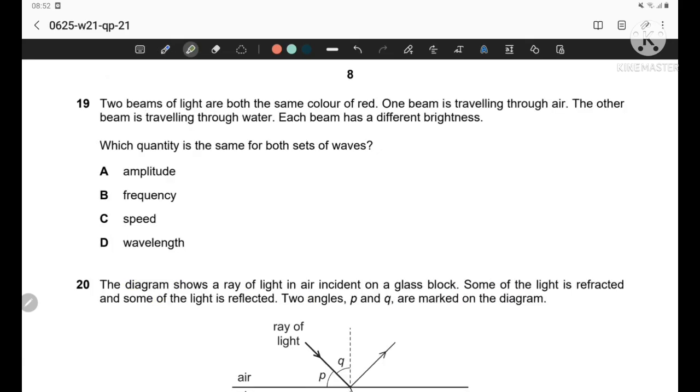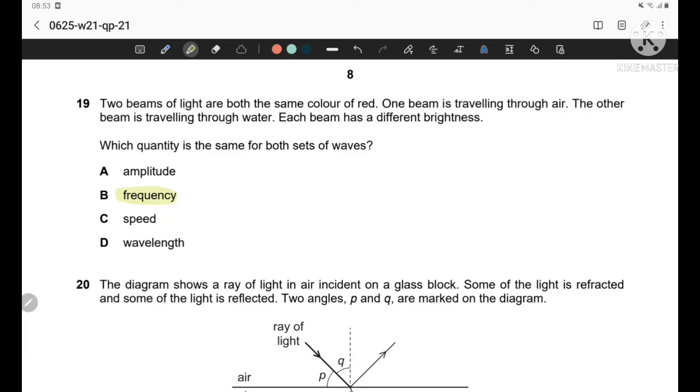Question 19. Two beams of light are both the same shade of red. One beam is traveling through air. The other beam is traveling through water. Each beam has a different brightness. Which quantity is the same for both sets of waves? And that is nothing but frequency, because frequency is not going to change.